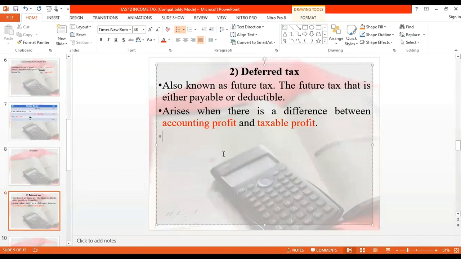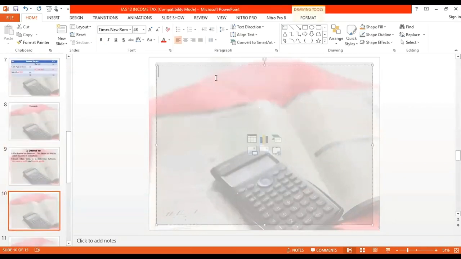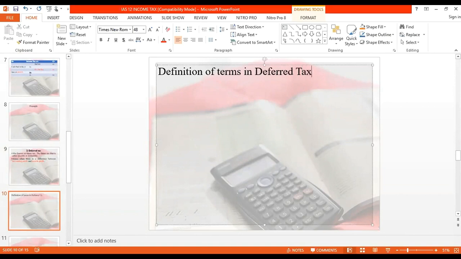So I'm coming back. What causes the difference? If you have been asked what causes deferred tax: differences between accounting profits and taxable profits. I'll come back to that. Don't worry about that. Let me define some terms. Definition of terms in deferred tax, some terms that we'll be using as we continue with deferred tax.